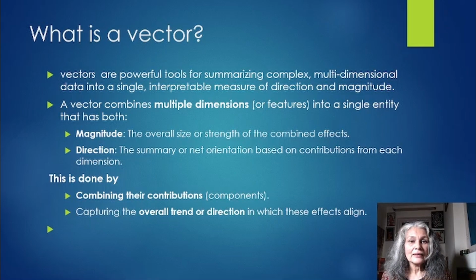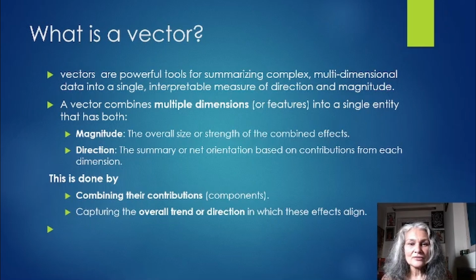All right. Now, a vector has two features. One is the magnitude, or the overall size or strength of the combined effects. And the other one is direction, which is the summary or net orientation based on the contributions from each dimension. The more a vector aligns to a particular dimension, the higher is that dimension's contribution to that vector.